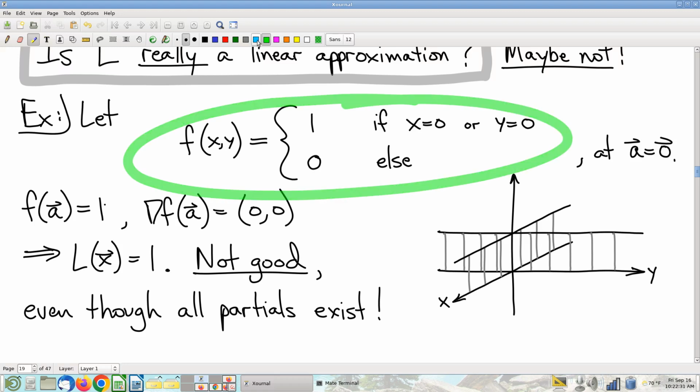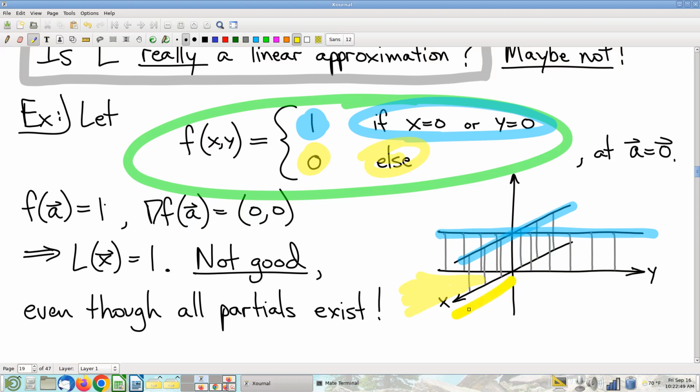The function is defined to have value 1 sitting above the axes, directly above the x and y axes. The value of the function is 1. And everywhere else, the value of the function is 0. So over here in the 4th quadrant and in the 1st quadrant, etc., everywhere else, the value of the function is 0. But sitting above the axes, the value of the function is 1. Does everybody see the function I'm talking about? It's kind of a weird function.